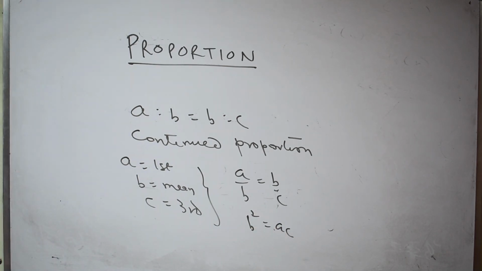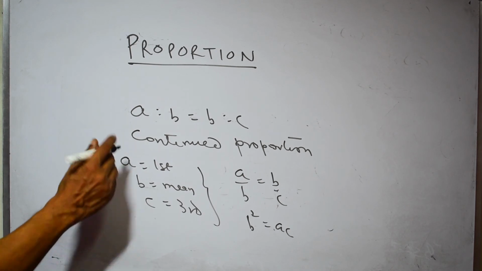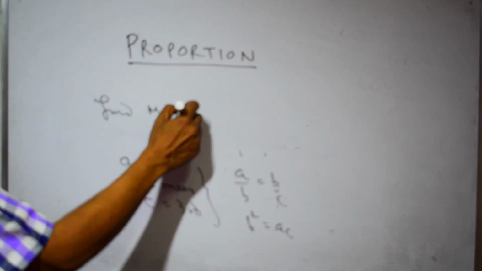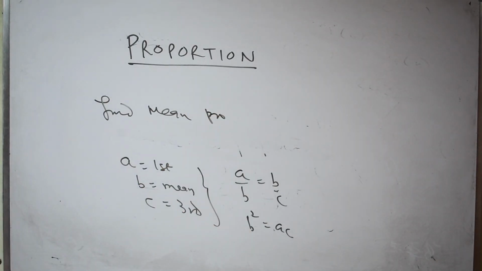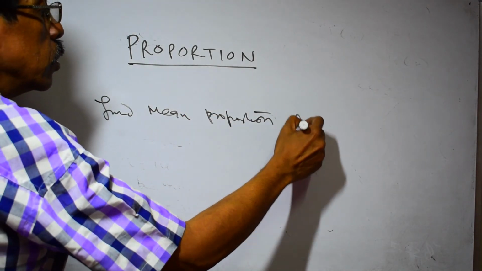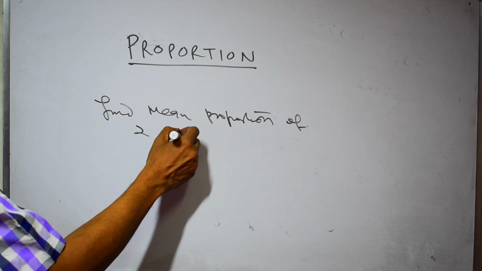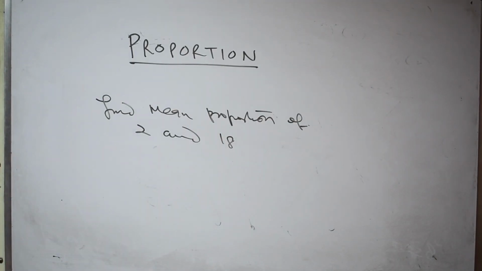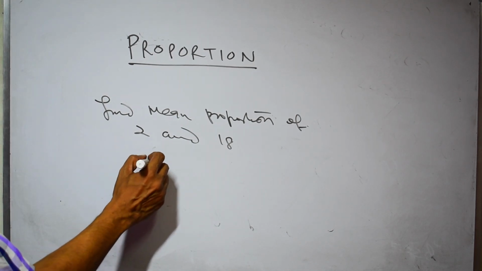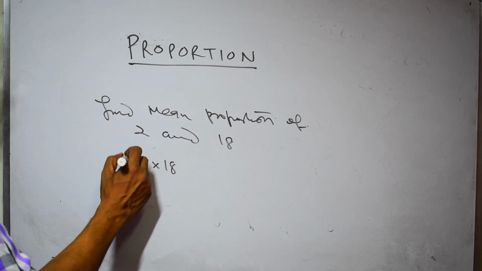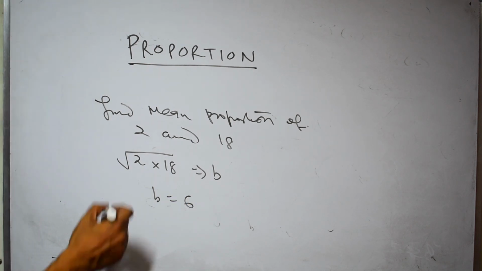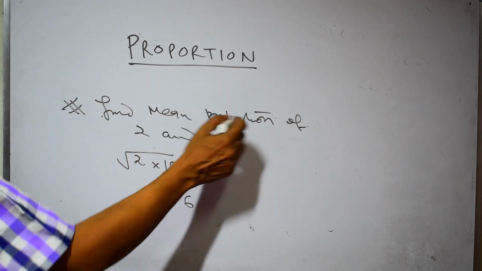So it can be asked, find the mean proportion of 2 and 18. Mean proportion means b. If I want to know the mean proportion of 2 and 18, then it will be 2 into 18 under root, that is the b. So the answer is 6.